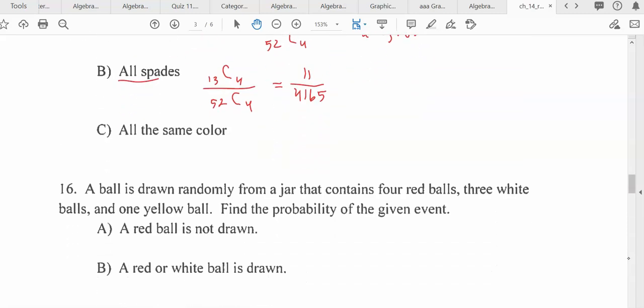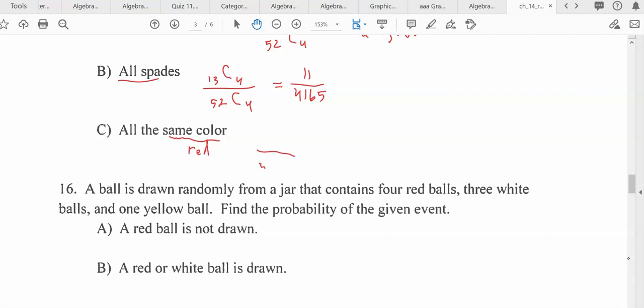All the same color. So this one's a tough one. You really got to think about this. So I'm going to change the question slightly. So let's pretend first it's just red. So I'm going to pretend the question was all red cards. And then I'll show you how we deal with the same color because it's a complicated question. This is really tough. Okay, so let's pretend the question was all red.